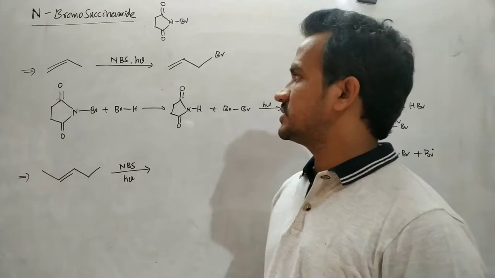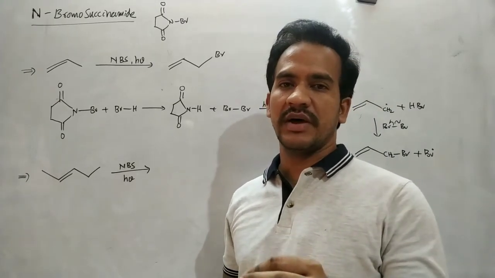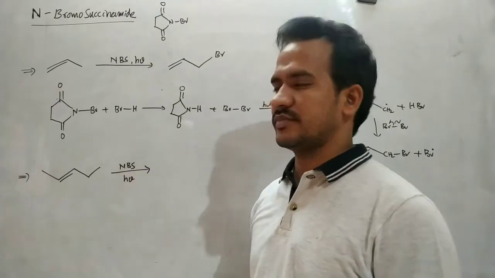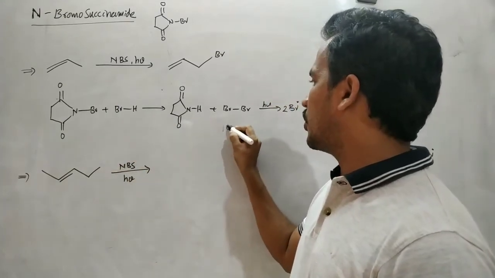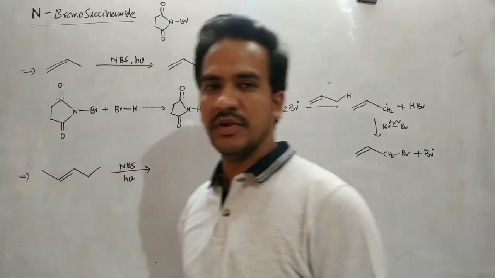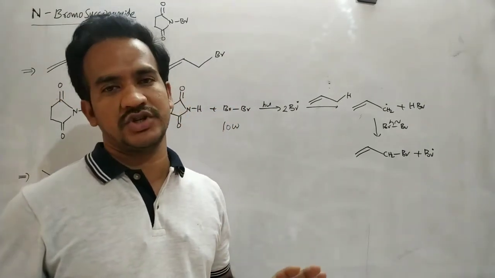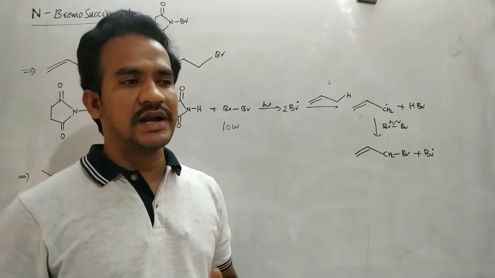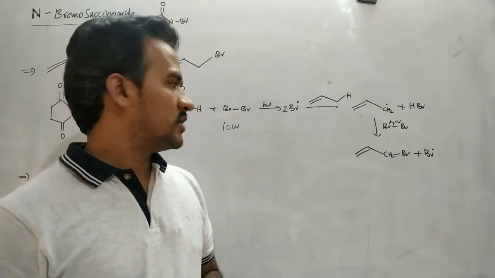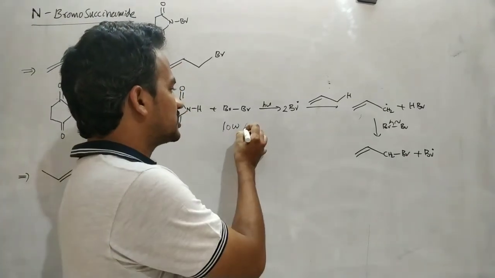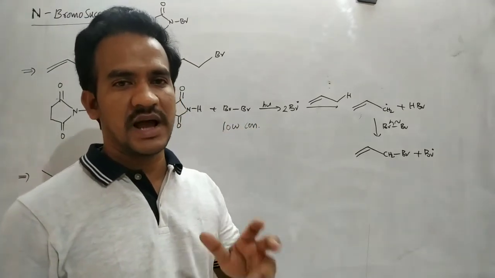Generally this reaction is carried out in the presence of a very small concentration of HBr. N-bromosuccinimide on reaction with HBr gives a very low concentration of bromine molecule. A very low concentration of bromine brings only substitution, not addition. For addition, we need a higher concentration of bromine. So a low concentration of bromine is useful for substitution, not for addition.